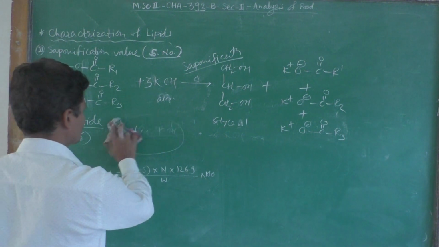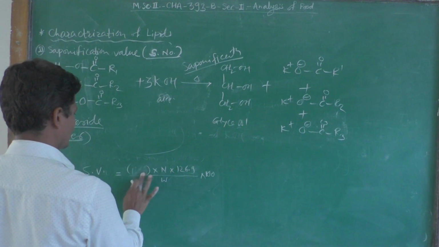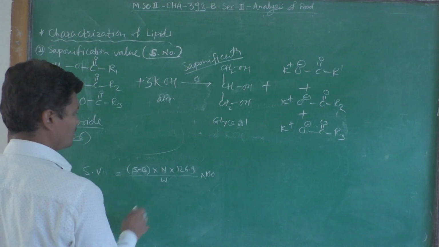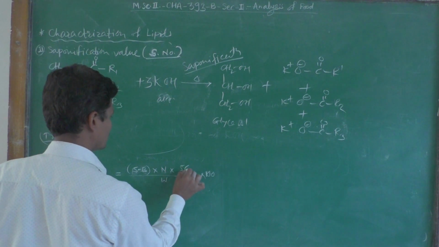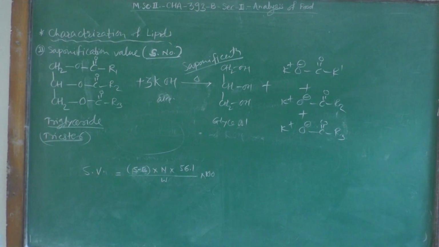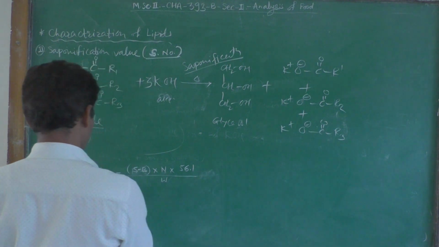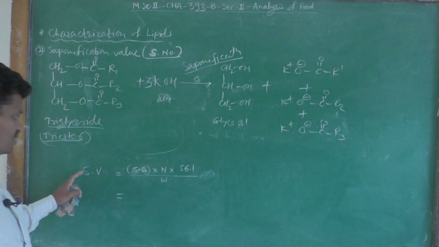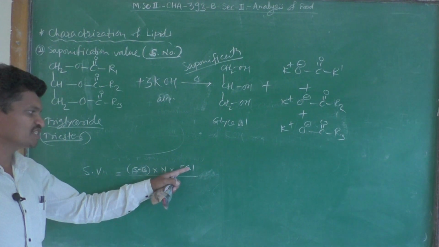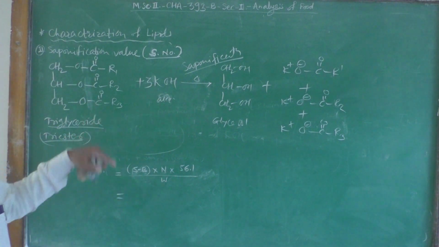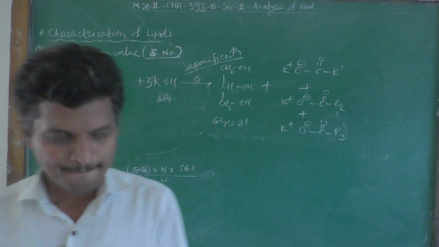The calculation is done in this way. Saponification value or saponification number is equal to S minus B into N into 56.1, the molecular weight of KOH, divided by W. So this is the formula to calculate the saponification value: S minus B into N into 56.1 divided by W. In this way we can determine the saponification value or number for this fat content.